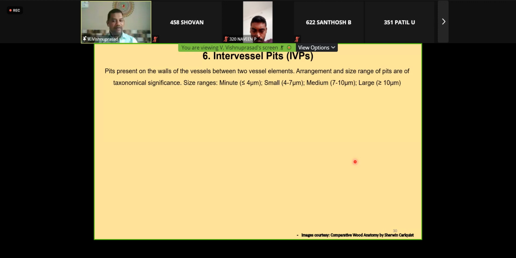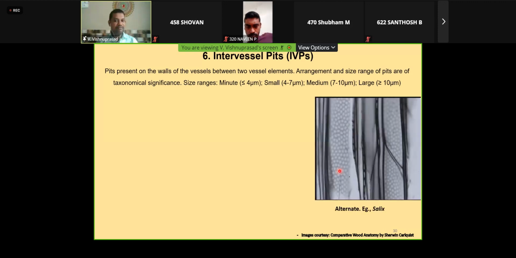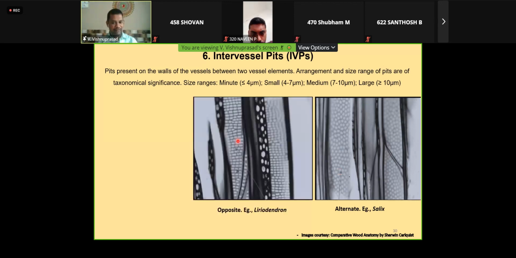Now, when it comes to IVPs, in some species or maybe in some families, there is one very interesting feature that is observed in the IVPs. We call it vestured pits. IVPs show a phenomenon which is known as vesturing. What do you mean by that?